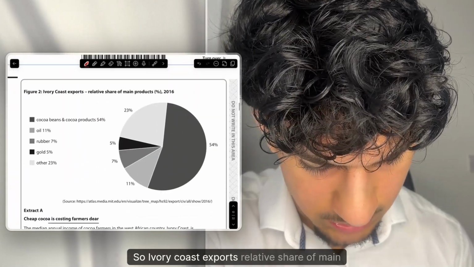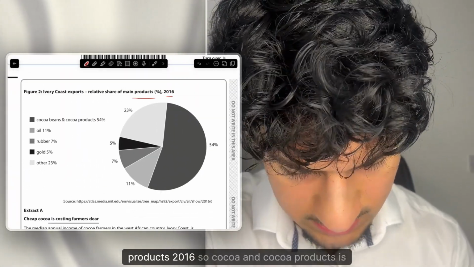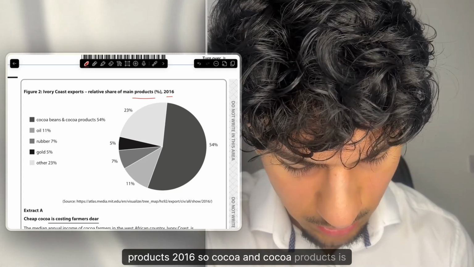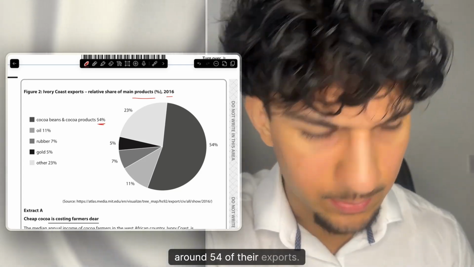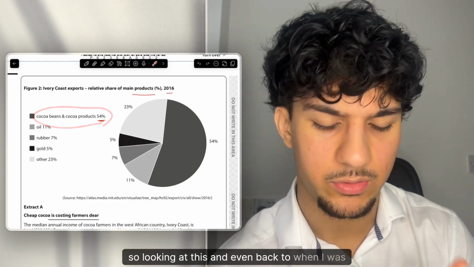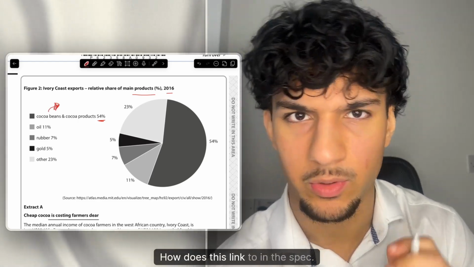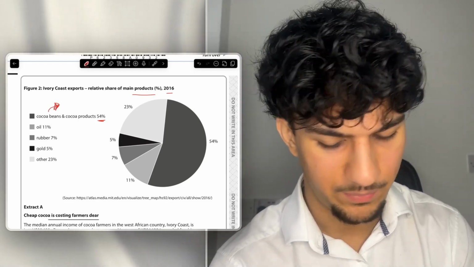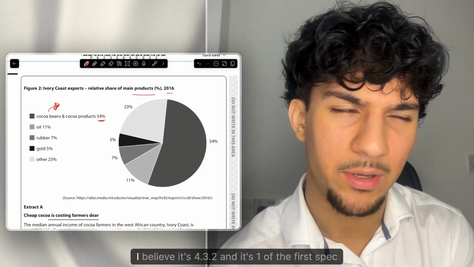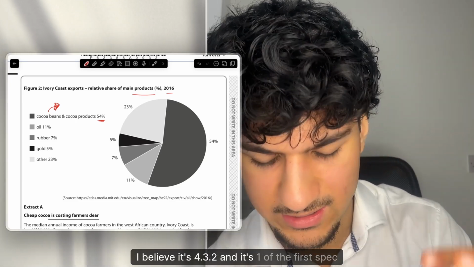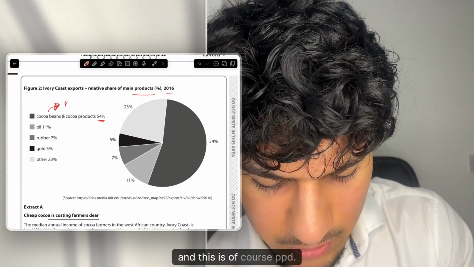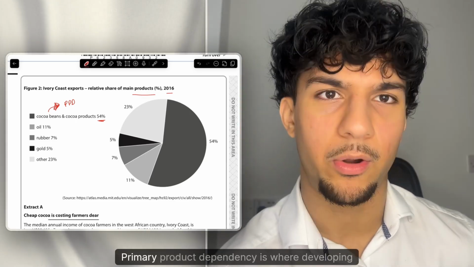So Ivory Coast exports, relative share of main products 2016. So cocoa and cocoa products is around 54% of their exports. So looking at this, and even back to when I was reading the question, the main thing that was in my mind: what does this show? How does this link to the spec? What do we learn about this concept? Of course, I believe it's 4.3.2, and it's one of the first spec points there. And this is, of course, PPD. What is PPD? Primary product dependency.